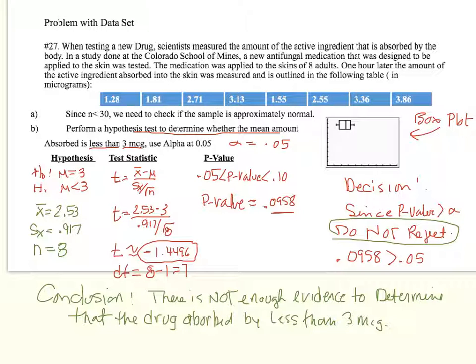So that concludes the two types of problems we will see in this chapter. And then I have one more set to do, which is the qualitative variable.